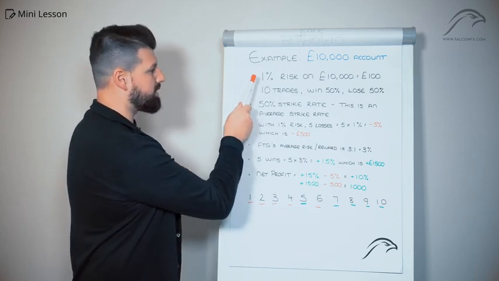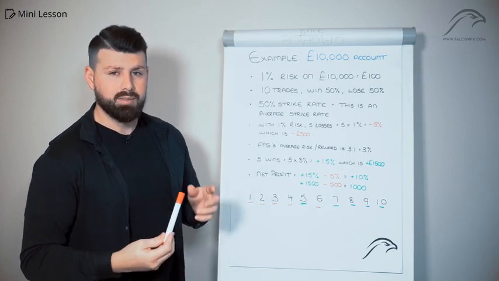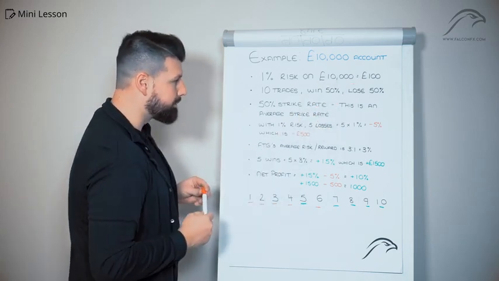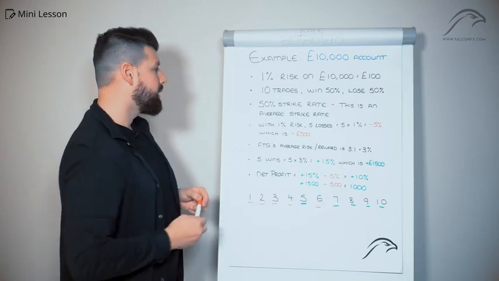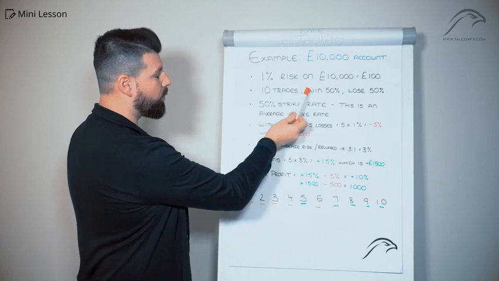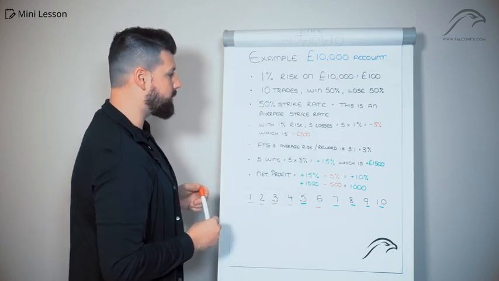So when we take a look at this, if we're risking 1% of our 10,000, how much are we risking per trade? That's the most important thing. We're risking £100 per trade. Let's say on average, we average out 10 trades per month. Now, if we're taking 10 trades and we have a win ratio of 50% and a lose ratio of 50%, we have a 50% strike rate.